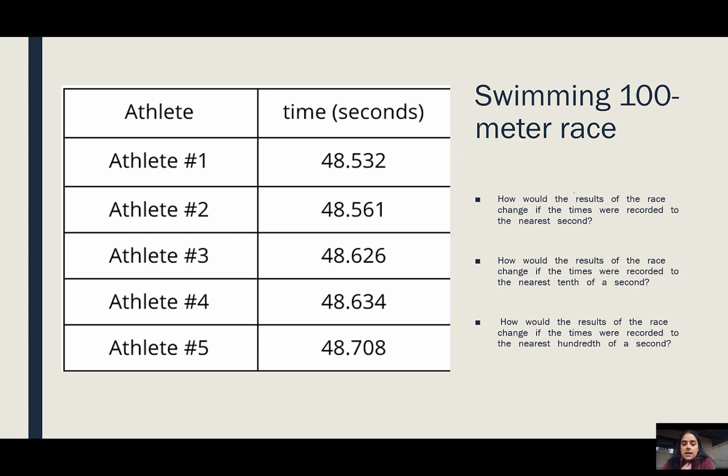So again, here is your Buc-ee's challenge. 5 swimmers, 5 athletes swimming an 100-meter race. Your job is to record their times to the nearest second, to the nearest tenth of a second, and to the nearest hundredth of a second. That is for all 5 athletes. Now would be a great time to pause the video and take about 10 minutes to work on Buc-ee's challenge.